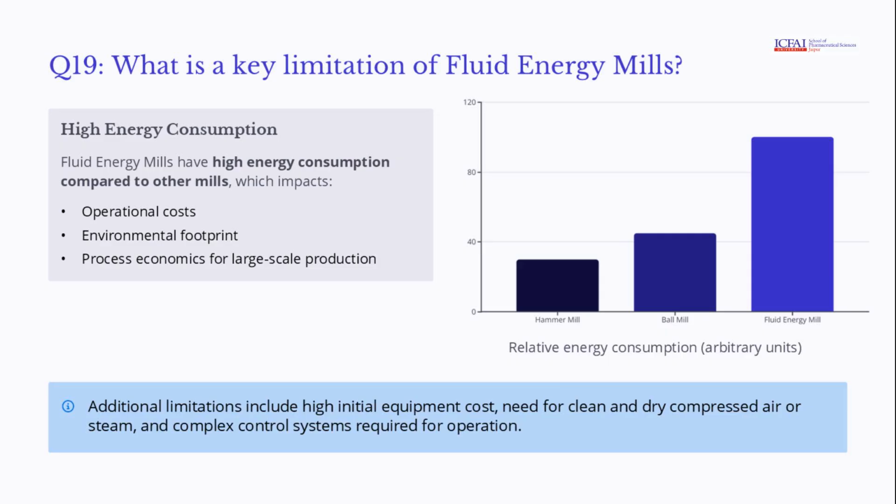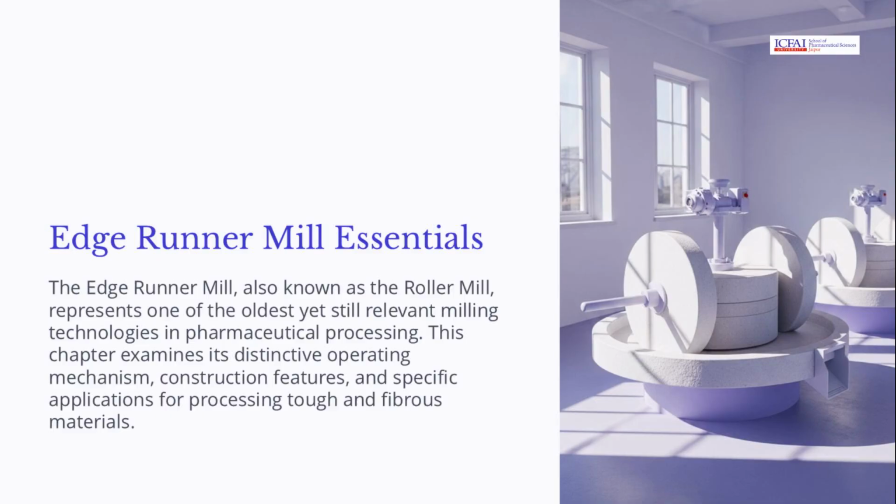Despite their advantages, fluid energy mills have a key limitation: high energy consumption. This impacts operational costs, environmental footprint, and the economics of large-scale production, making them less efficient compared to other milling technologies. The edge runner mill, also known as the roller mill, is a time-tested technology in pharmaceutical processing.